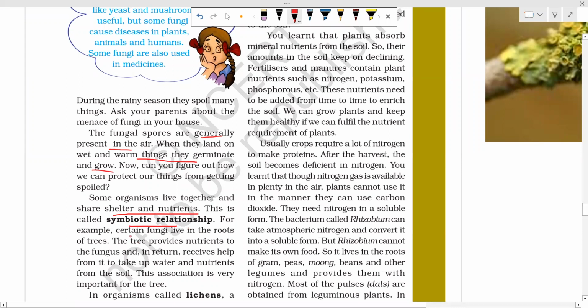For example, certain fungi live in roots of trees, and these trees provide nutrition to the fungus, and this fungus helps to take up water and nutrition from the soil.